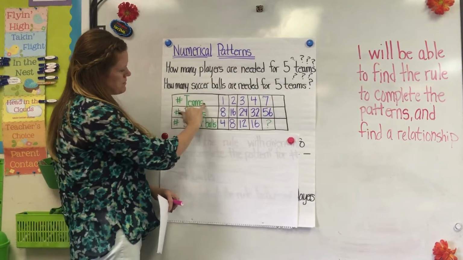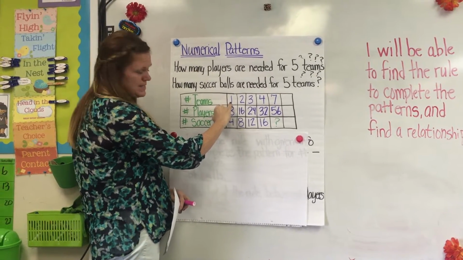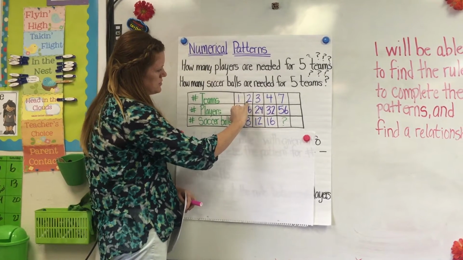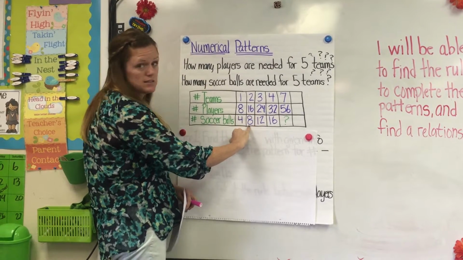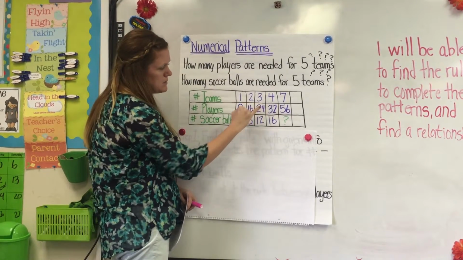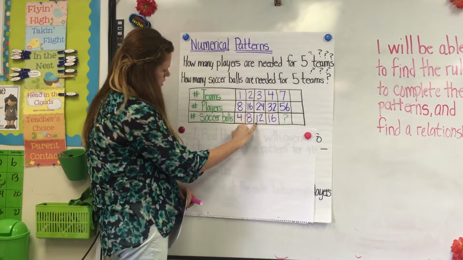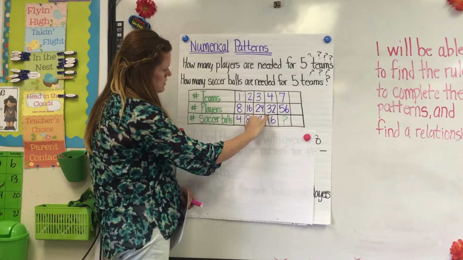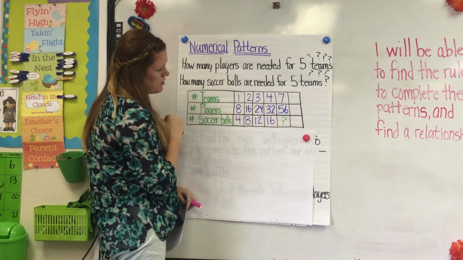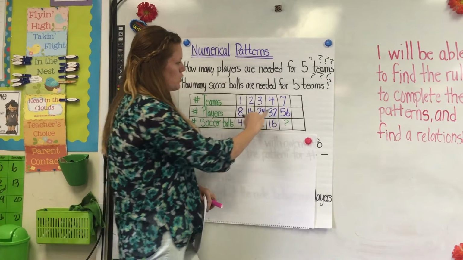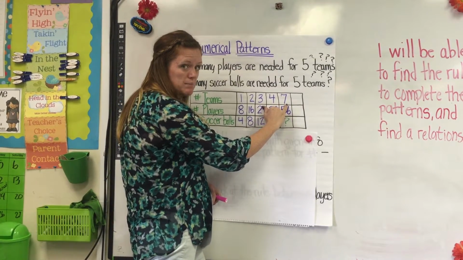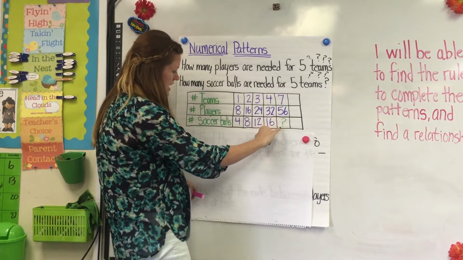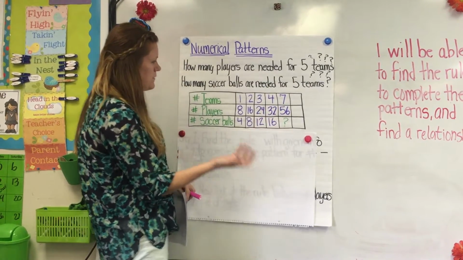So, my number of teams, if I have 1 team, I have 8 players and 4 soccer balls. 2 teams, 16 players, 8 soccer balls. 3 teams, 24 players, 12 soccer balls. 4 teams, 32 players, 16 soccer balls. Uh-oh, we just skipped 5 teams and we jumped to 7. For 7 teams, we have 56 players, and they don't tell us how many soccer balls there are.